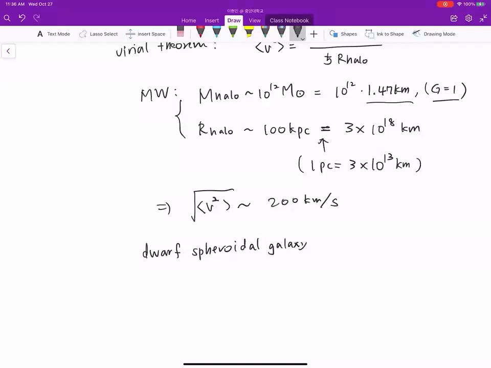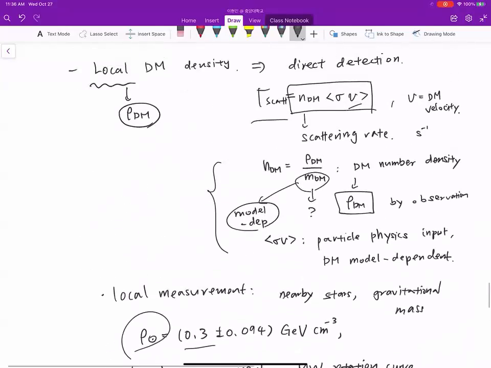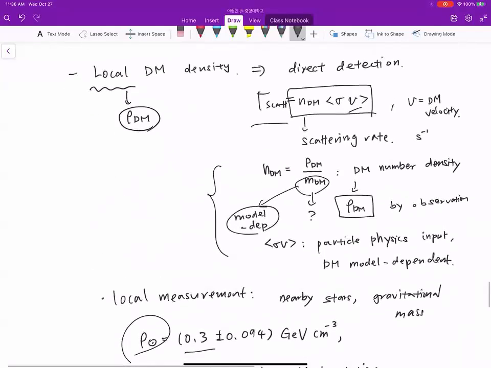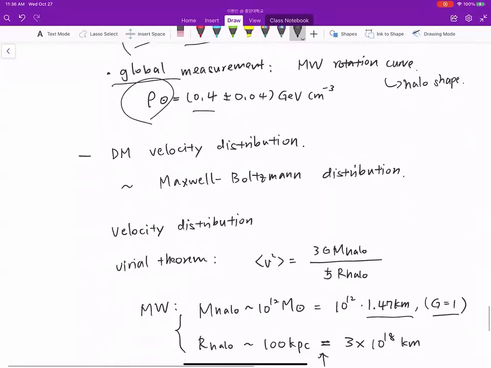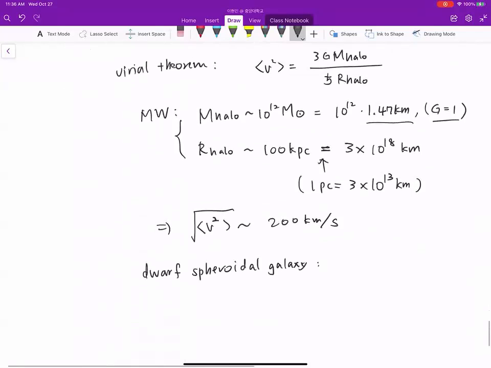Recording. So, dwarf spheroidal galaxy. Let me show the slide from the beginning because I forgot to record. So, local dark matter density. Okay, two measurements, local and global. And now we are going to discuss the dark matter velocity distribution.